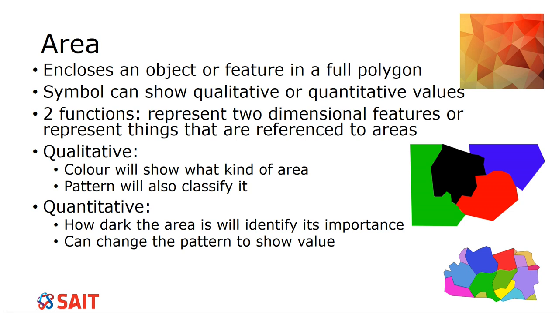Then that's the last one, or the polygon. So I totally enclose an object in a polygon. So for example, you're going to be enclosing a building as a polygon in your maps. So you can also show qualitative or quantitative information based on the area. There are two main functions. You're representing two-dimensional features in their entirety, or you're trying to represent things that reference to areas.